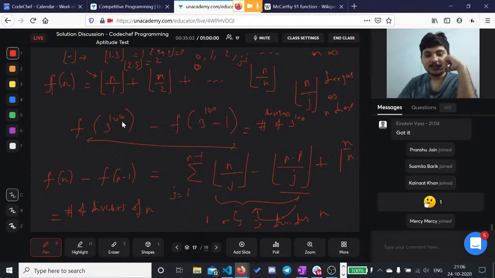So the number of divisors of 3 power 100. What are the divisors of 3 power 100? Simple: 3 power 0, 3 power 1, up to 3 power 100. These are the divisors of 3 power 100. So the answer is 101. Okay. So if you understood it, can you put a thumbs up?